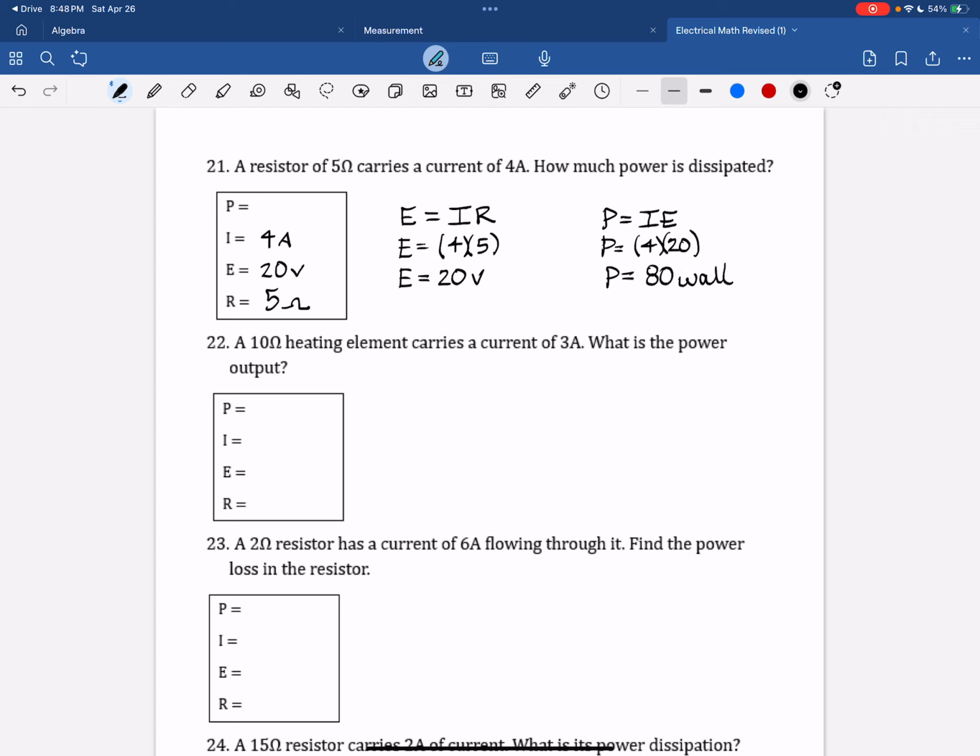watts. If you have the ohms wheel, it will relate that for you already, so you don't have to do the two formulas. But if you want to do it this way, you absolutely can. Power is 80 watts.